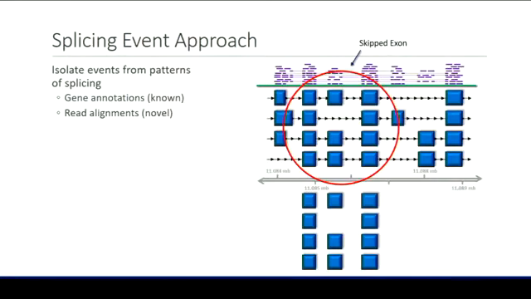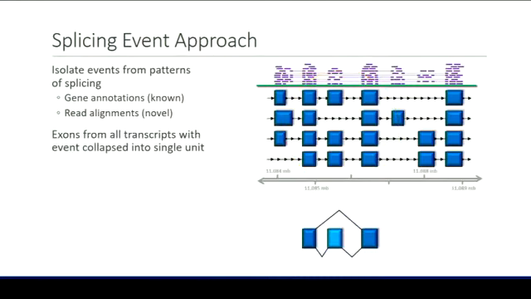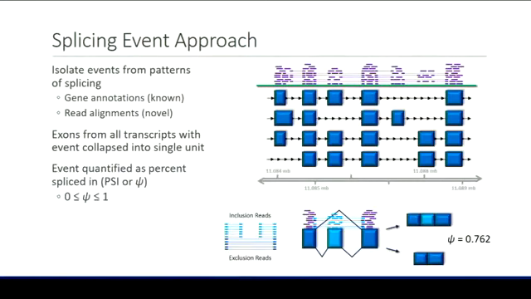In this case, this is a skipped exon event that was found in our annotation, so this is a known event. And then we collapse that event down into a single unit that represents the binary outcome of a possible splicing event. And then we quantify it using our reads, and we quantify it using a metric known as percent spliced in, which represents the relative inclusion of one event, in this case the inclusion of the skipped exon, over the total expression of both possible outcomes.